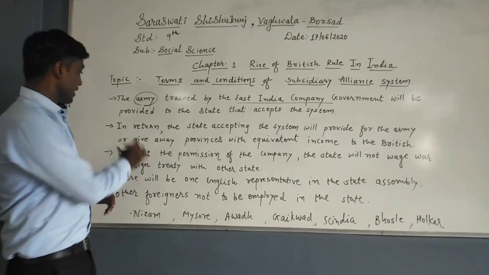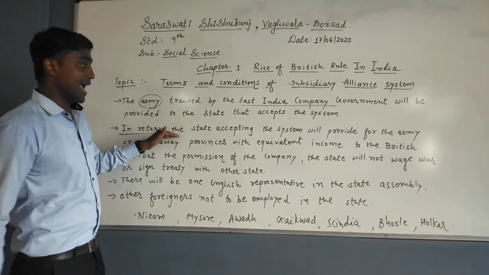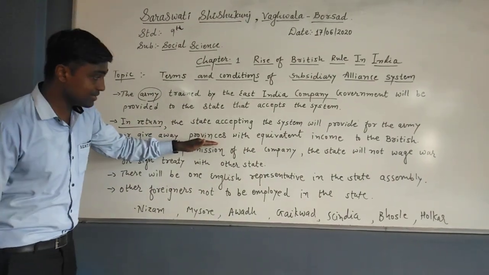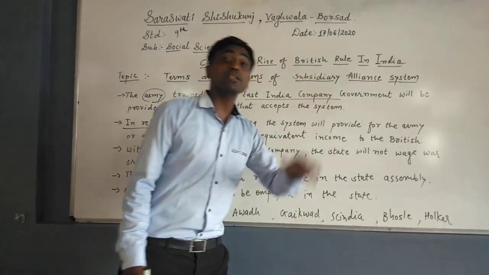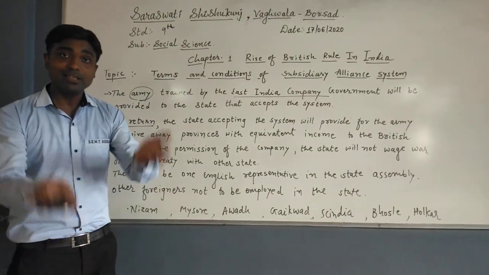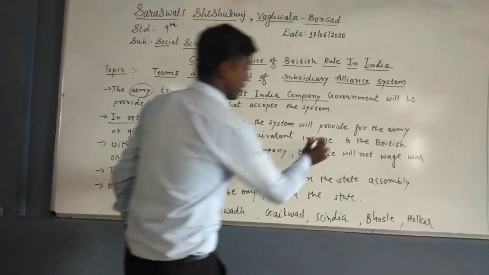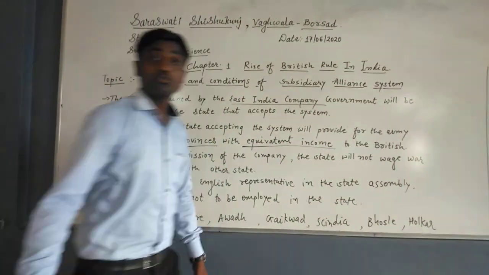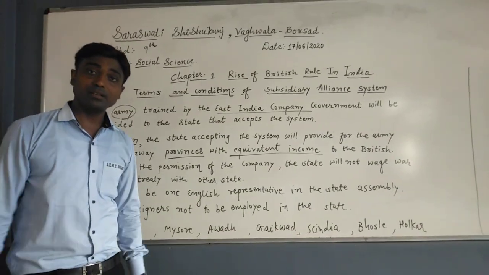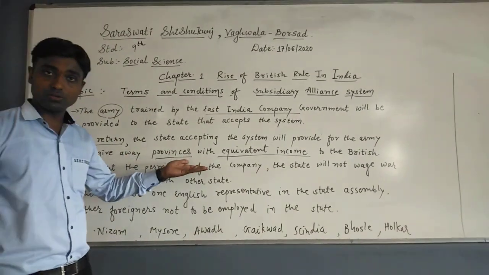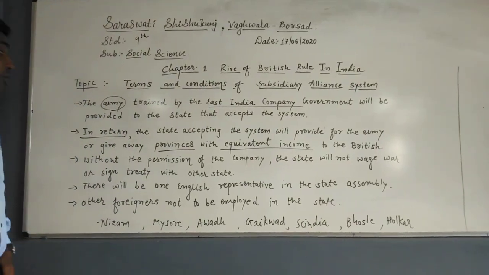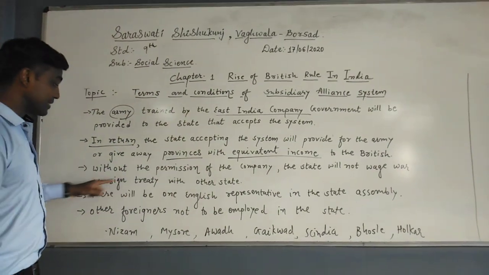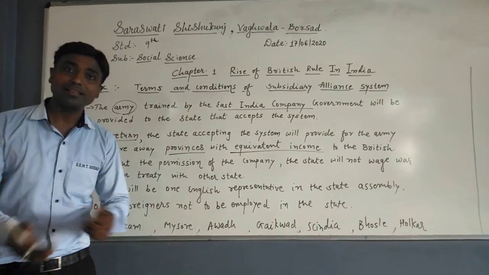But the second thing is that in return, the state accepting the system will pay for the army or give away provinces with equivalent income to the British. It means when they are getting the army, in return they need to give the provinces or equal income to the British. So same thing. Okay, it means they are at a loss also. One more thing: without the permission of the company, the state will not wage war or sign a treaty with another state. Now look at that.